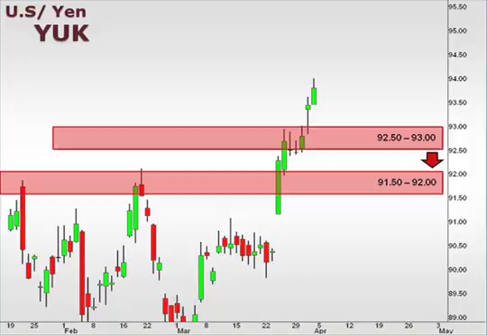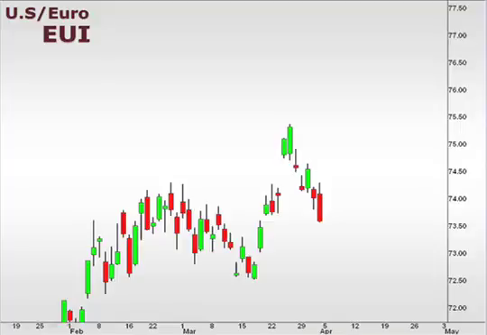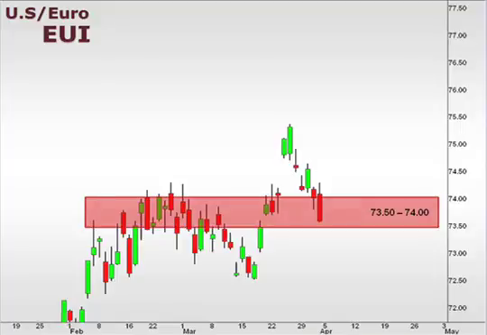Well, the US dollar lost some ground against the euro as seen here in the EUI, sliding back to test support within that 73.5, 74 focal zone. Now, this level does represent a very important support level for the pair value, not only from a previous resistance level, but also from a measured retracement perspective.